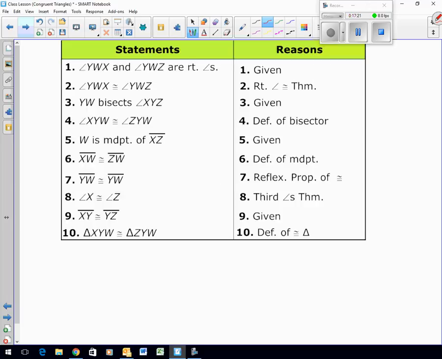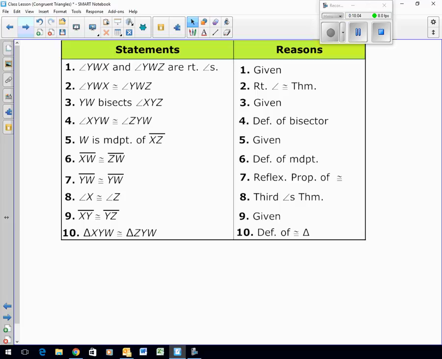Look at what I'm going to try and end up doing when all this is set up, okay? I'm going to try and get these proofs completed. This is our end goal. We want to be able to do this by the end of the year. Really not the end of this unit, but certainly by the end of the year, okay? My statements on the left, my reasons on the right. Given this information, right angles are congruent. I know that because of the right angle theorem. YW bisects XYZ, I'm given that. That means that XYW is congruent to ZYW. That's the definition of a bisector.